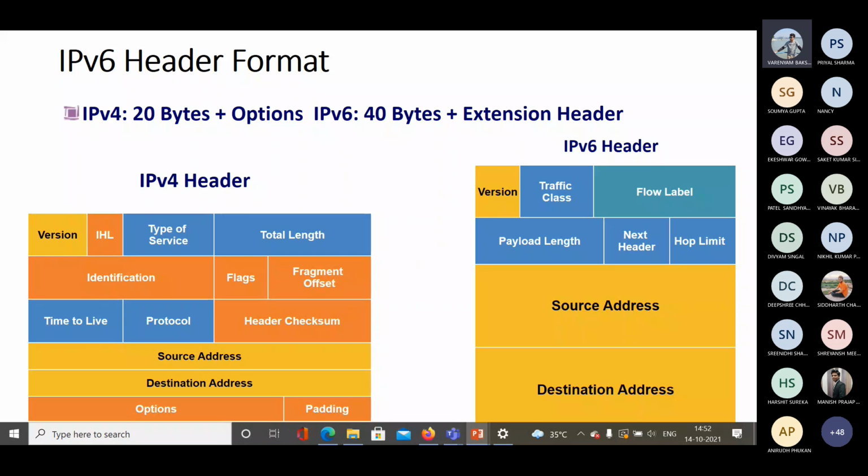Now let us look at the differences between the IPv4 header and the IPv6 header. We've already seen what the IPv6 header looks like. We have the version, the priority or traffic class, the flow label, payload length, next header field, hop limit, source address, destination address, and then the data field. Whereas in IPv4, see how many different fields there are. The header length in IPv4 is 20 bytes plus options, and in IPv6 it's 40 bytes plus extension header if at all.